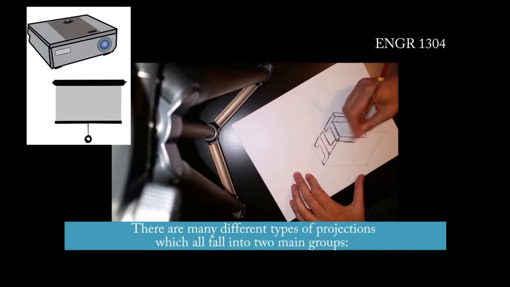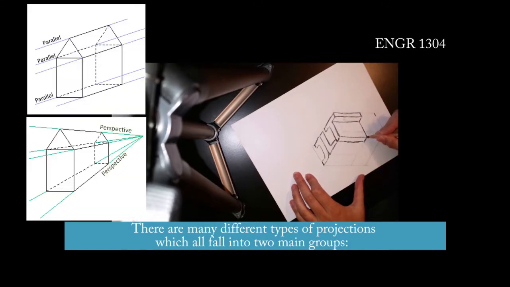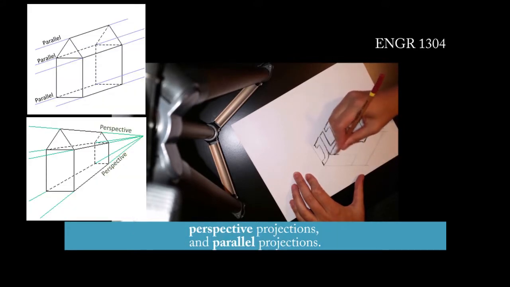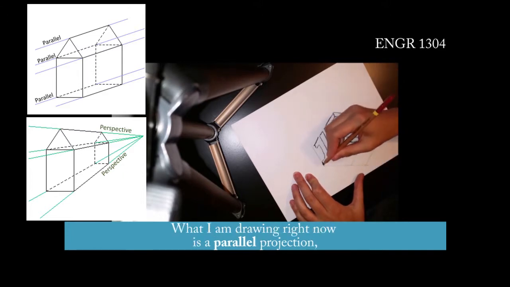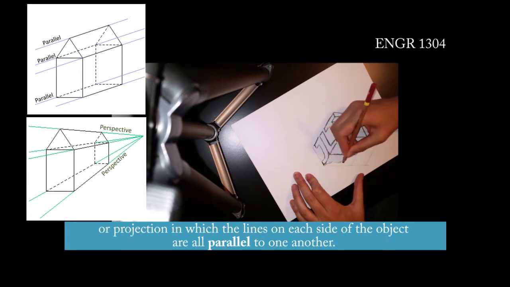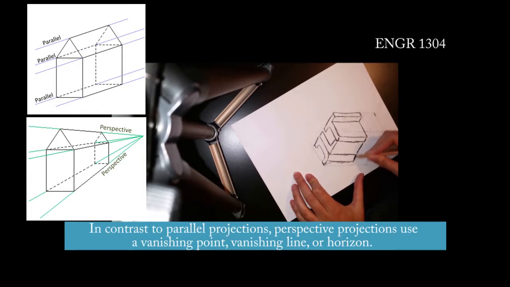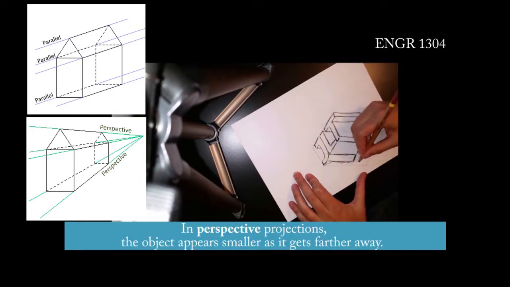There are many different types of projections which all fall into two main groups: perspective projections and parallel projections. What I am drawing right now is a parallel projection, or a projection in which the lines on each side of the object are all parallel to one another. In contrast, perspective projections use a vanishing point, vanishing line, or horizon. In perspective projections, the object appears smaller as it gets farther away.